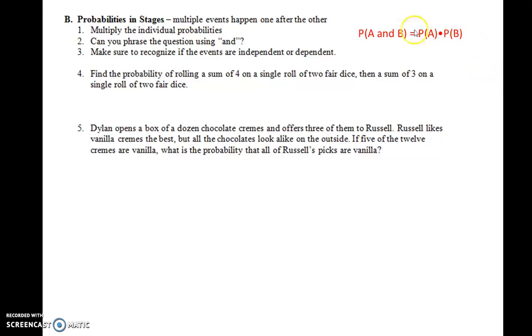So in symbolism, you see this stuff up here. I would actually suggest that you copy this down because if you do phrase it as the probability that A and B, these 2 events have to happen, then we're just going to find the individual probabilities and multiply them together.